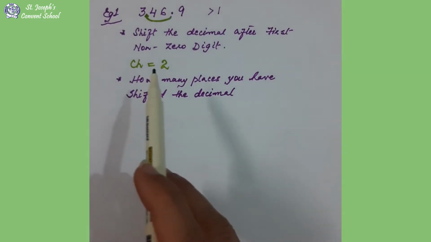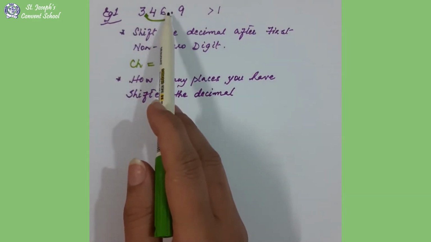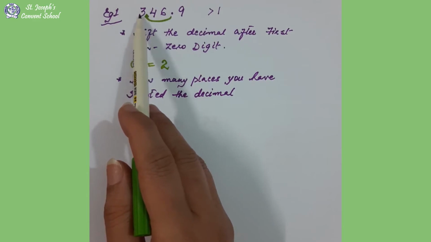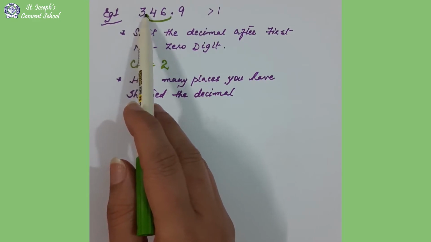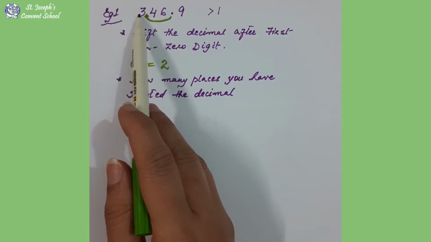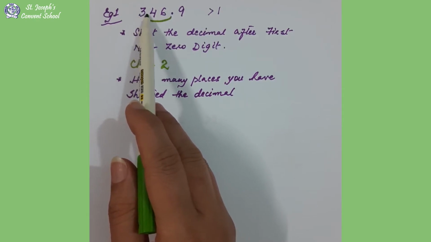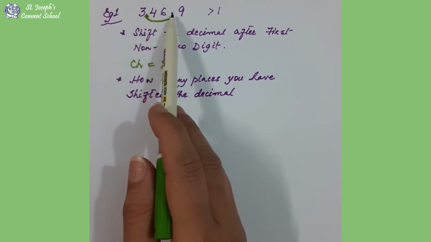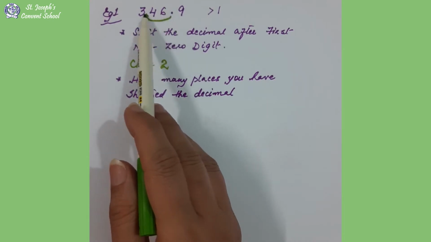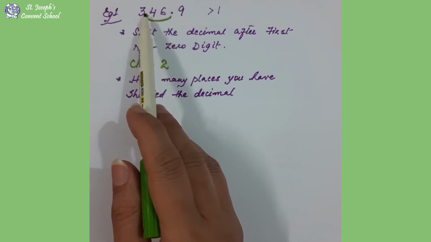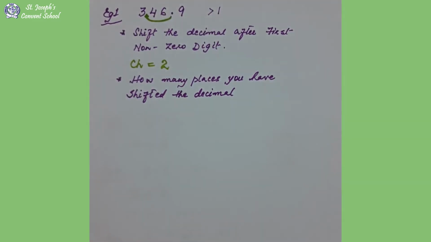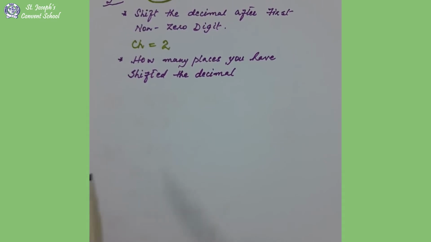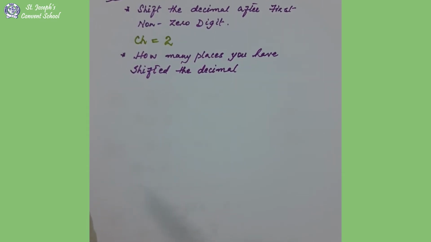Okay, simple it is. What you have to do, you have to shift the decimal after the first non-zero digit. This is the first digit and it is non-zero, it is not 0. So after this first digit, you will shift the decimal here. After this you will count how many places you have shifted from this decimal till this decimal. So 1 and 2 places, so the characteristic is 2. So this way you can find the characteristic. I have mentioned it so that you will remember it in the next example also.